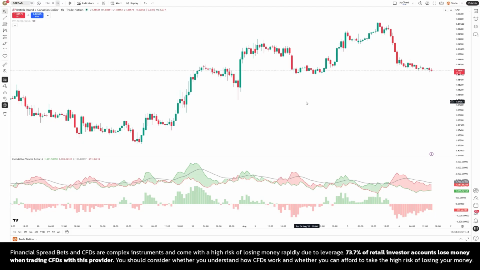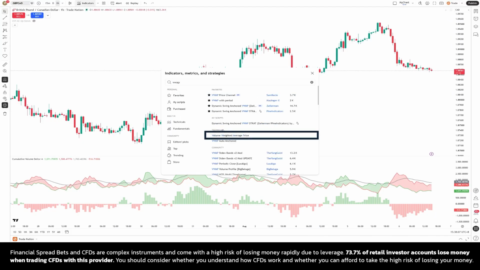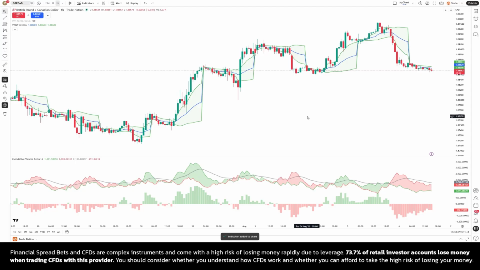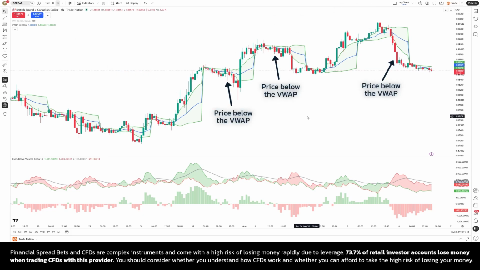VWAP is another useful reference point. Institutions often measure execution quality around the volume-weighted average price, so it becomes an important benchmark during the session. If price is holding above VWAP and pullbacks remain controlled, that can suggest buyers are maintaining favorable positioning. If price repeatedly fails around VWAP and selling volume builds, that points more towards distribution than accumulation.